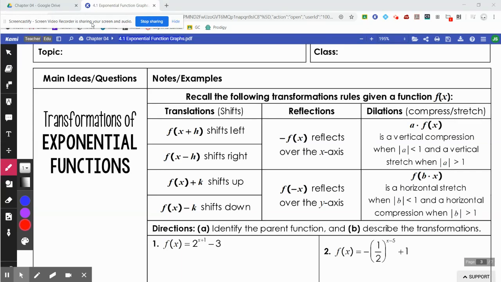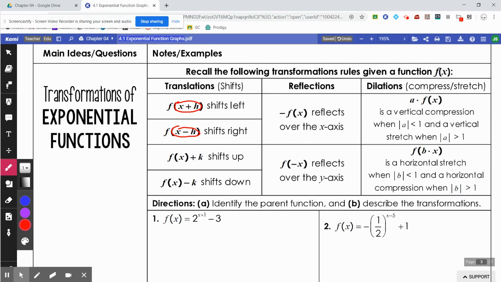Okay, in this video, we're once again transforming graphs. We're talking about the transformations of exponential functions. So let's go through and recall all of our transformation rules. If you add or subtract a value to the x, it works backwards. A plus a number is going to shift it left. Minus a number is going to shift it to the right when you apply it to the x.